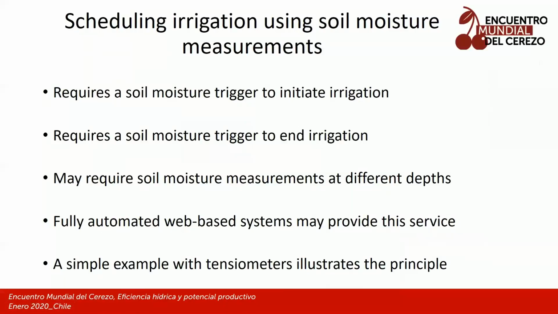When scheduling irrigation using soil moisture measurements, we need to have trigger values to initiate and end irrigation, and in some cases, have measurements at different depths. These can be directly linked to a controller, or with fully automated web-based services, these may interpret the values for you. A simple example with tensiometer follows, which illustrates this principle.